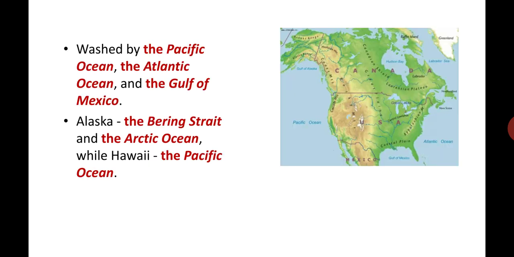The USA is washed by the Pacific Ocean, by the Atlantic Ocean, and by the Gulf of Mexico. By the Pacific Ocean in the west, by the Atlantic Ocean in the east, and by the Gulf of Mexico in the south. If we speak about Alaska, it is washed by the Bering Strait and the Arctic Ocean, and Hawaii is washed by the Pacific Ocean.